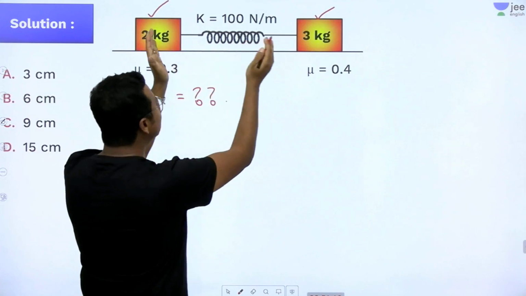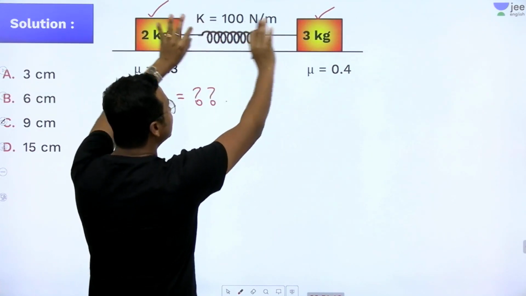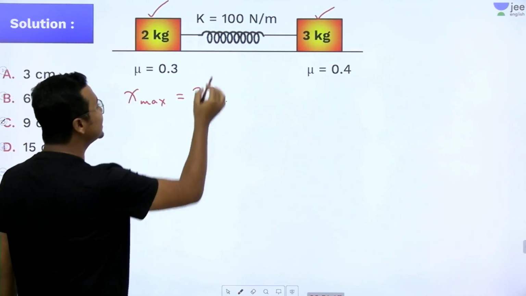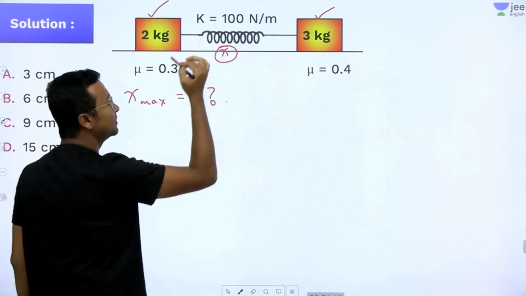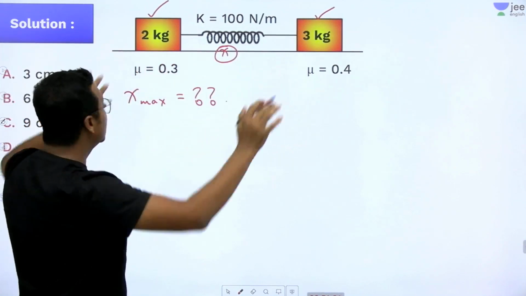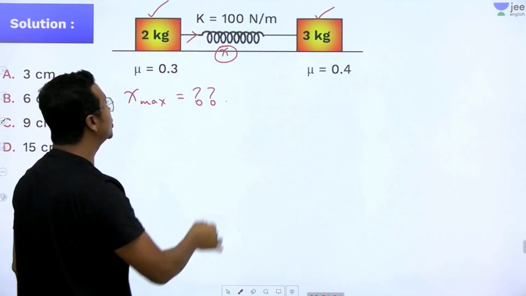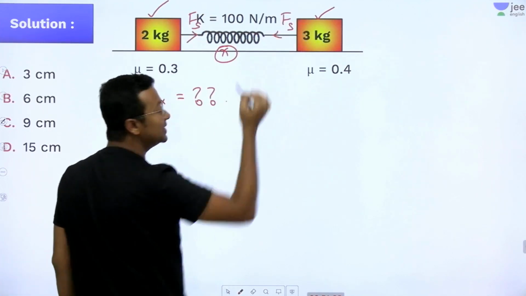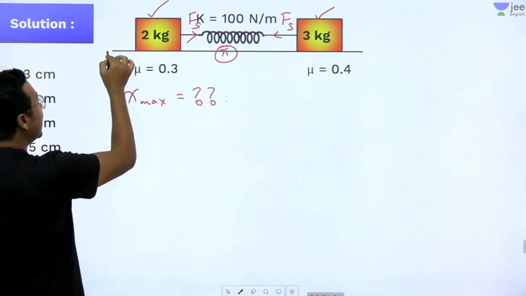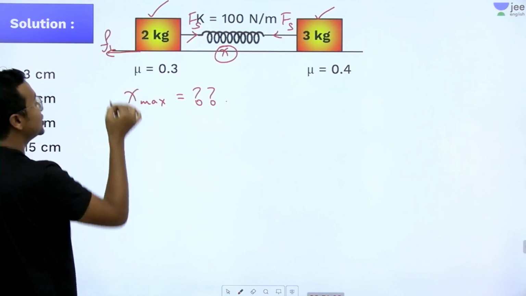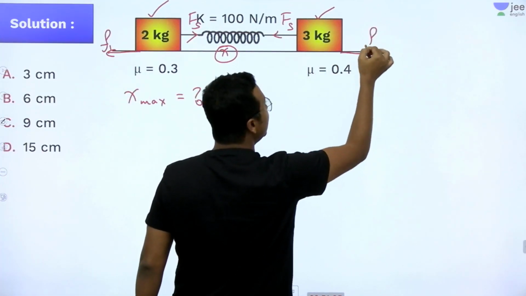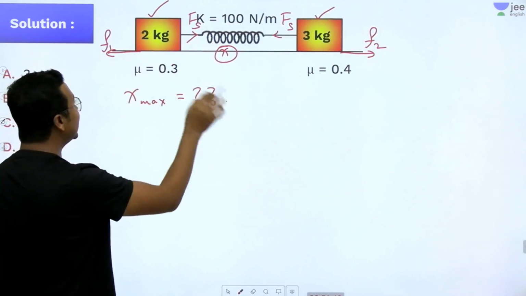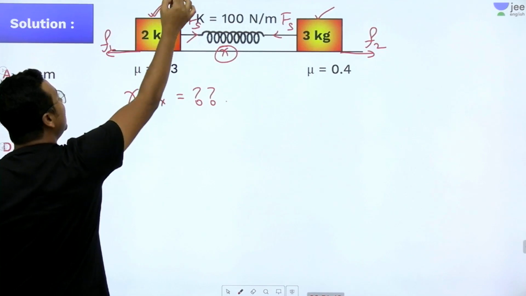Let's say this was stretched. Assume this was stretched by a certain amount, let's say x. If it was stretched, then the spring force will act in this direction, and the spring force on this will act in this direction. Here friction will be in this direction, and on this the friction will be in this particular direction. Clear enough?